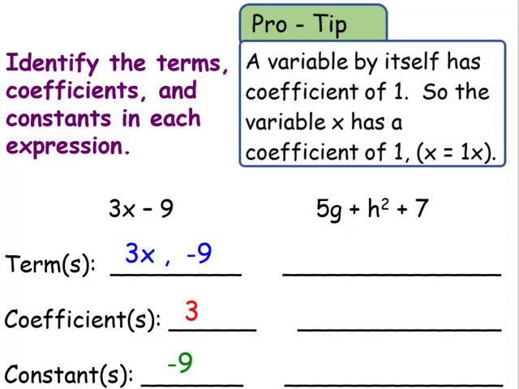In the next case, we have 5g as a term, h squared as a term, and 7. Unlike this case where we have to write down the negative 9, when it's a plus sign, you do not. These numbers are considered positive. Our coefficients, since we have two variables, we're going to have two coefficients. But remember, 1 is a coefficient when you don't see one. You always have an invisible 1 if there's not a number in front of the variable. So our coefficients are 5 as well as 1. We have one constant. 7 does not have a variable attached to it, so our constant is 7.